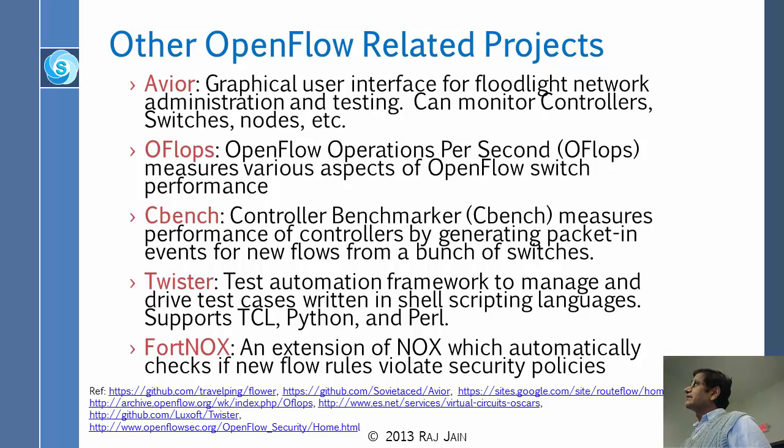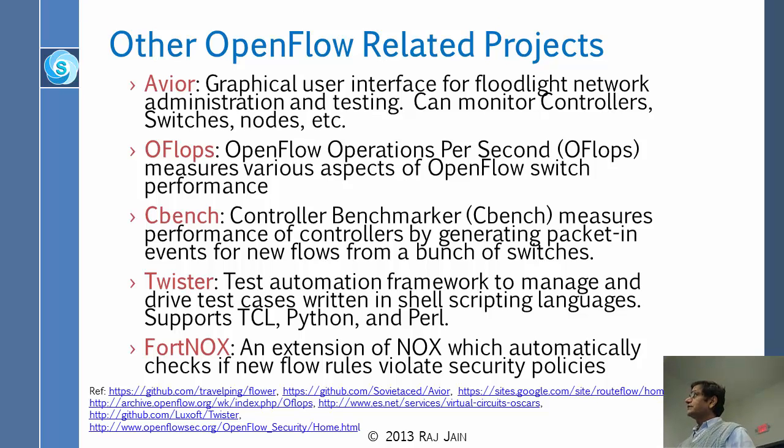And this actually, it turns out, must be there from Big Switch Network, which basically puts the graphical user interface for administration testing. So this is similar to SNAC that we saw for the OpenFlow controller, for Knox, etc. Now OFLOP is basically a benchmark which measures the OpenFlow operations per second for a switch. So if you have a switch and you want to see whether it is a fast switch or not, you measure it in terms of how many OpenFlow operations it can do, right? So this is a benchmark.